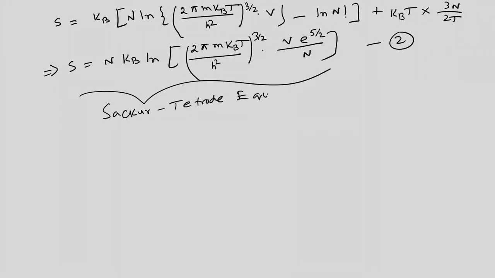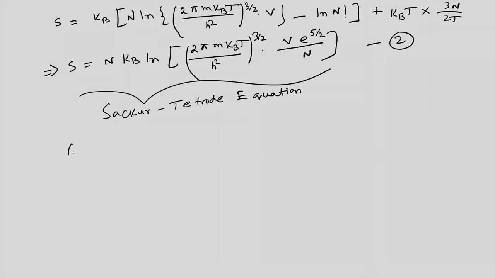Now what we will do here, we will use the Sackur-Tetrode equation to solve the Gibbs paradox, which is a classical problem that is mentioned before. So, what is the Gibbs paradox? We start discussing the Gibbs paradox.